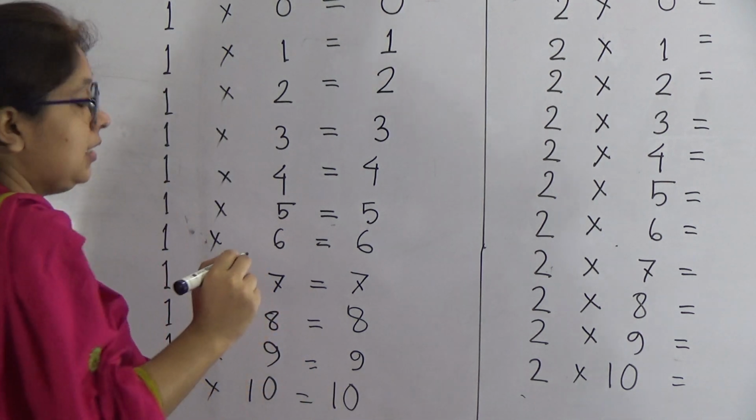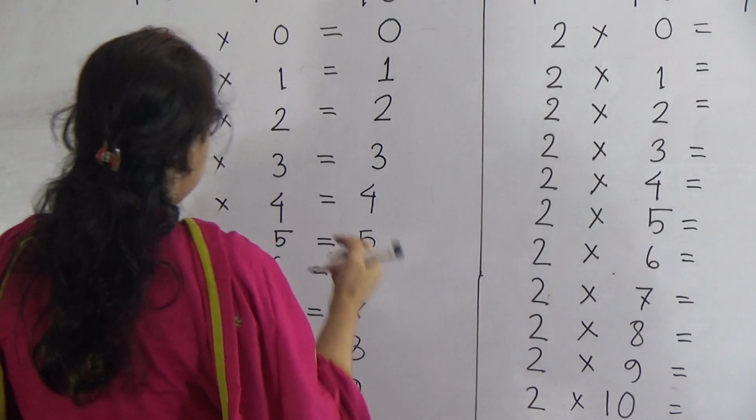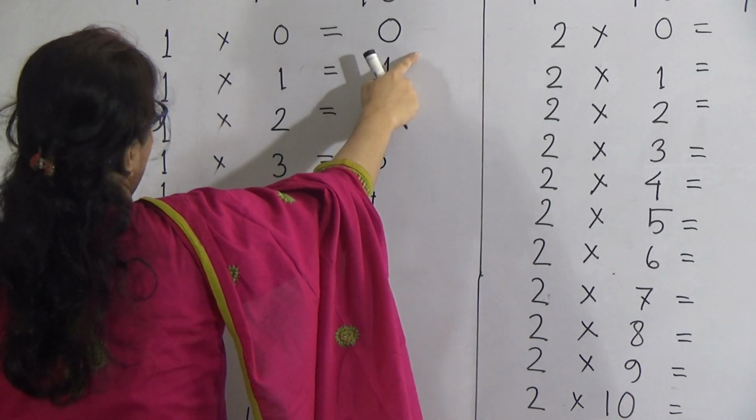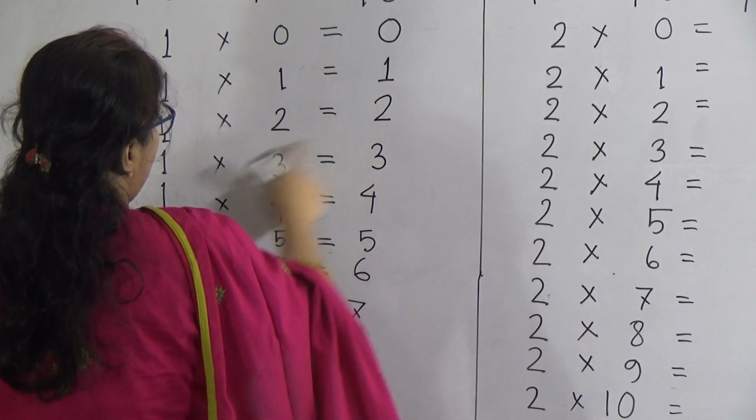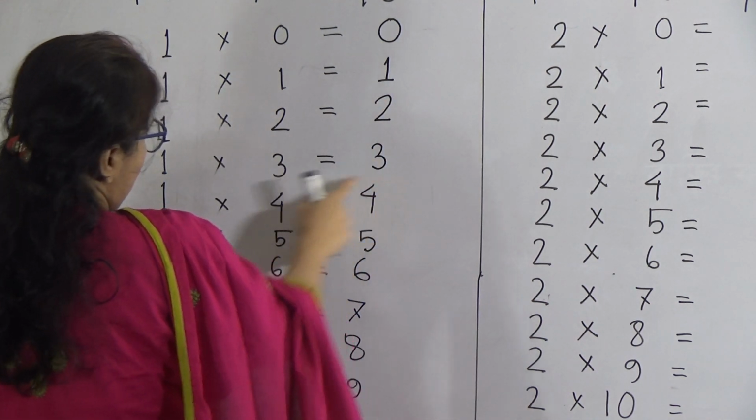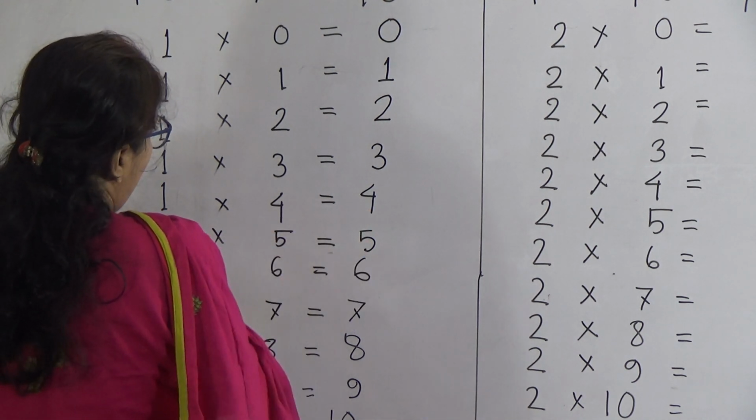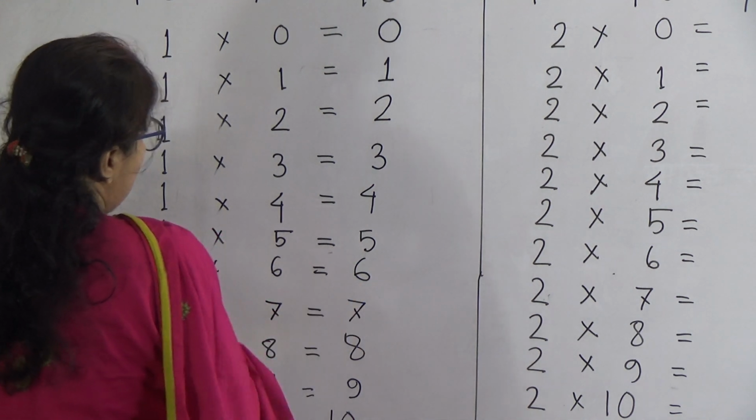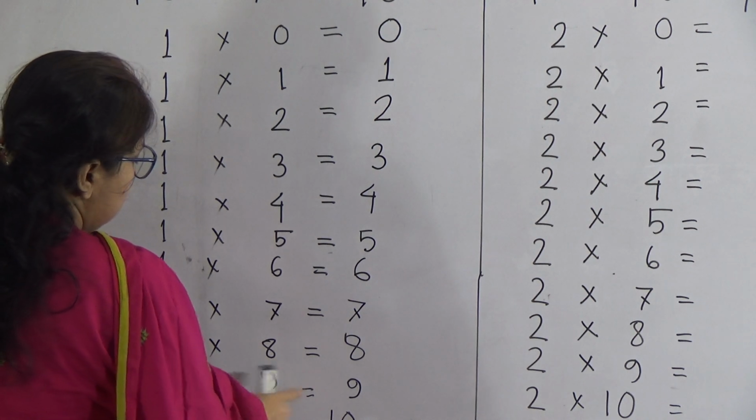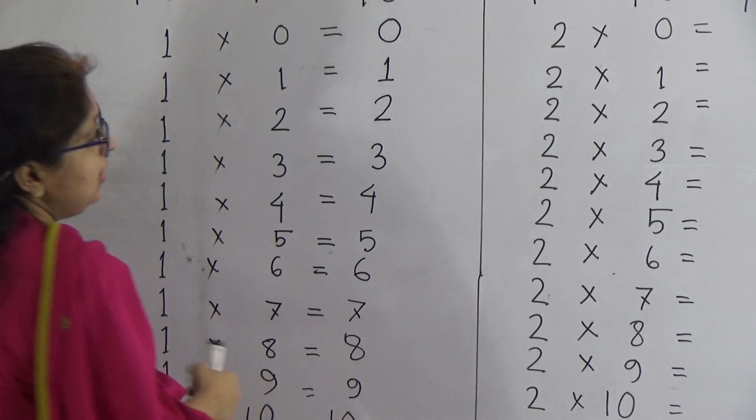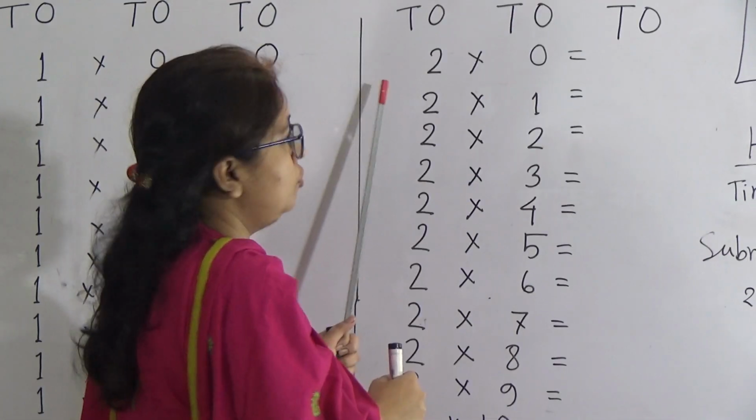So I repeat. 1 zero is 0. 1 one is 1. 1 twos are 2. 1 threes are 3. 1 fours are 4. 1 fives are 5. 1 sixes are 6. 1 sevens are 7. 1 eights are 8. 1 nines are 9. 1 tens are 10. Now we are going to learn times table of 2.